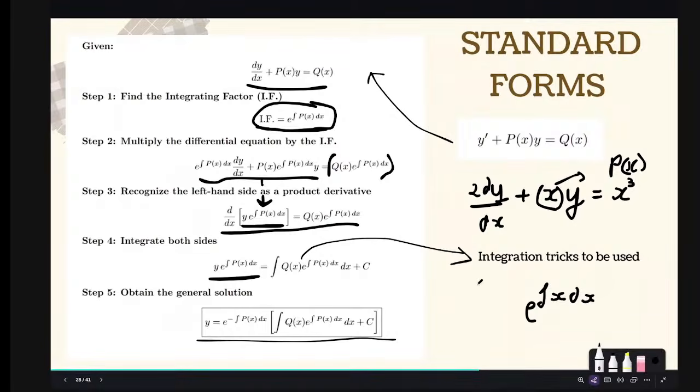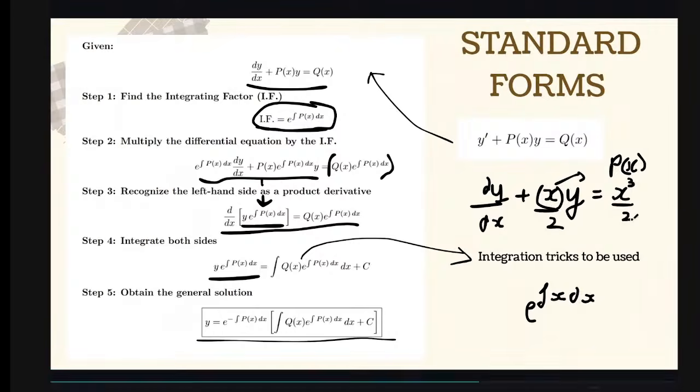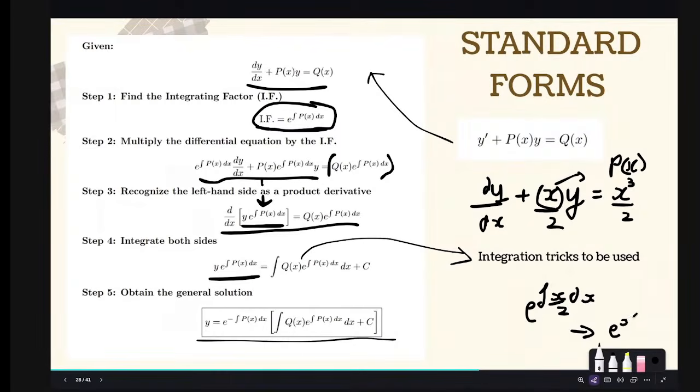This is not actually correct, because we need the differential equation to be in the form where the coefficient of dy/dx is 1. But here, what's the coefficient? It's 2, right? So what we need to do is just divide both sides by 2, and we get x by 2 and x cubed by 2. So now this will be x by 2. Integrating this, we get our integrating factor to be e power x squared. So we need to multiply both sides by e power x squared, and then we can just solve the equation.